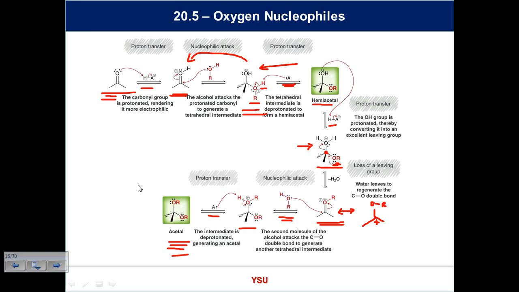The idea of an equilibrium being perturbed. How can you force an equilibrium to go in the direction you want? Have we ever had to deal with that type of idea? Distill away the product, okay? So if you take out a component from one side, the equilibrium will shift to compensate. That's basically Le Chatelier's principle. So if you take out, let's say you were fortunate enough that this acetal was very low boiling.